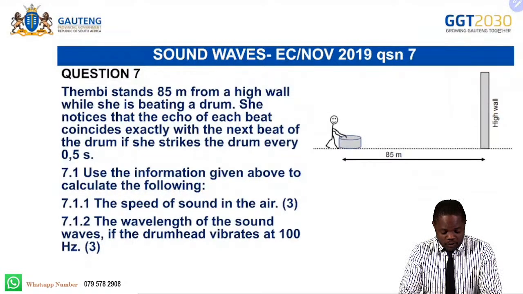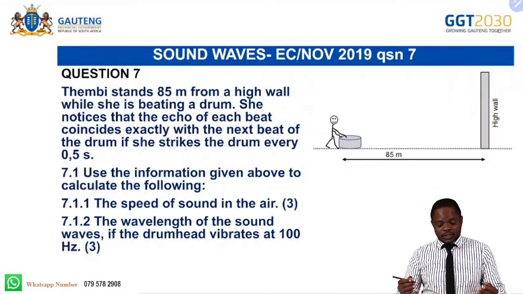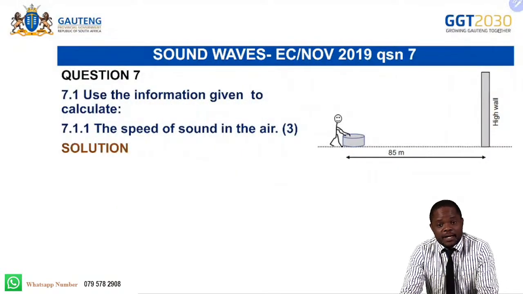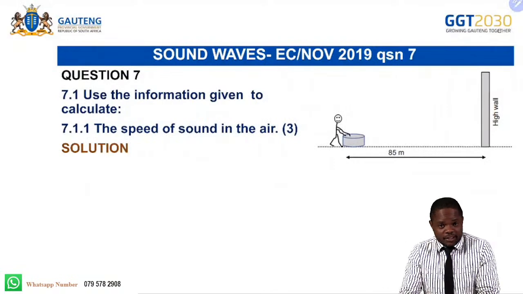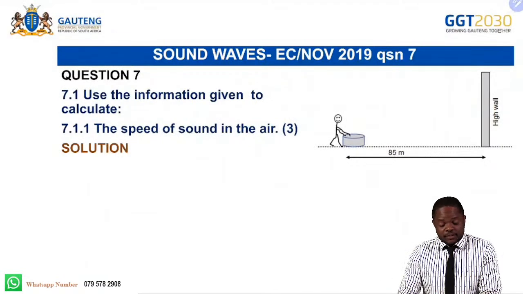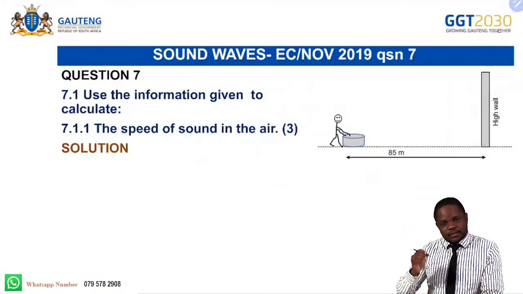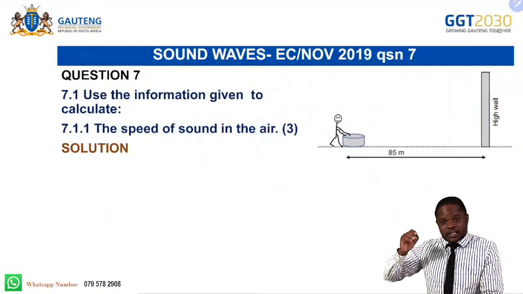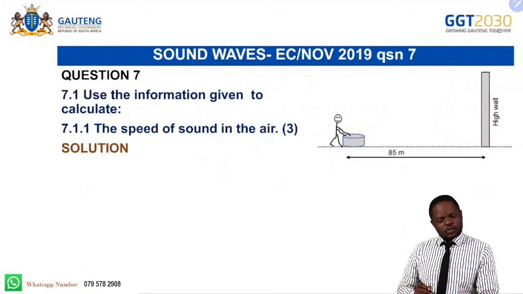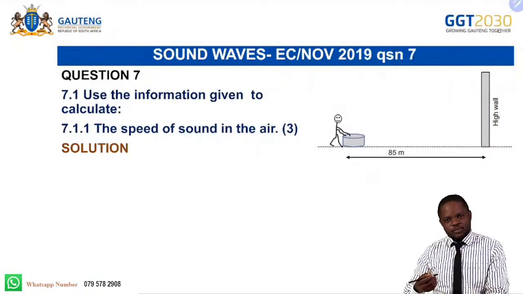Okay, welcome back. I believe you've successfully tackled that question. So let's see how much you got there out of the 6 marks. Right, let's start with the first part. We have Tembi there. Tembi is beating a drum, isn't it? Right. And what we are told now is that every time she beats it, it coincides with the echo. Right. What does that communicate to us?